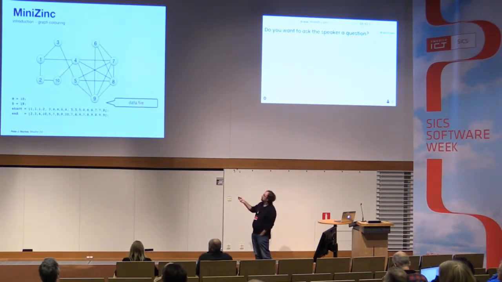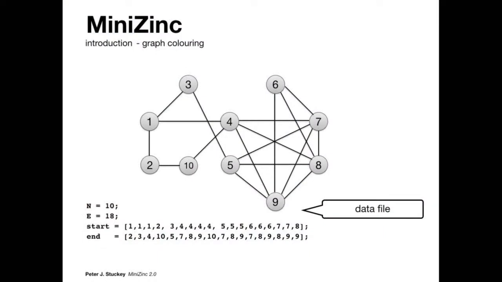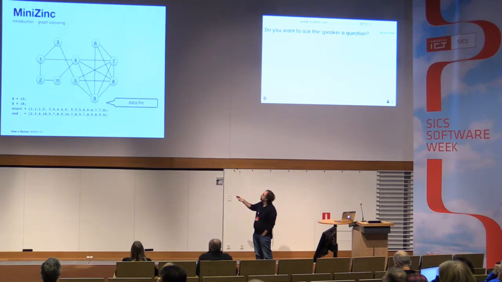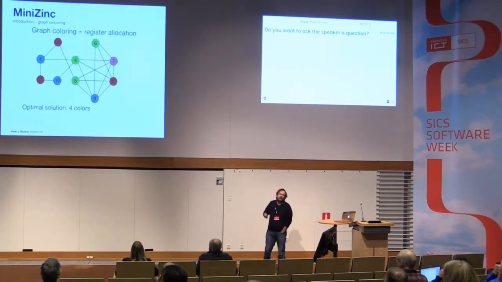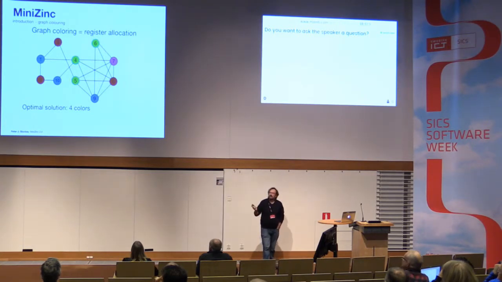Then we need to give some data, so we can express this graph by saying it has 10 nodes, it has 18 edges, and here are the start and end arrays, which give you, 1, 2 is that edge there. If we look at this edge here, 4, 8, that edge there, etc. Then we run those together, and we get an optimal solution, which is in fact that we can do it in 4 colours.